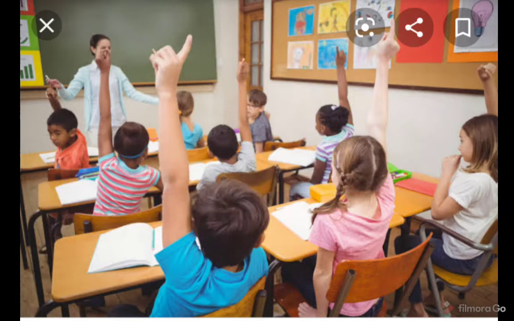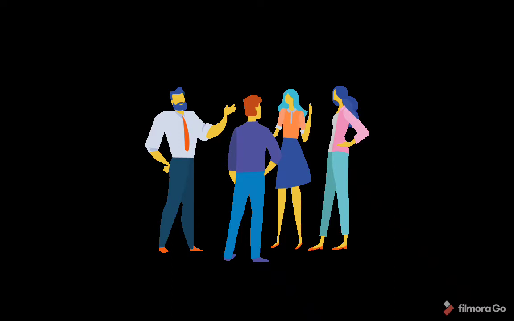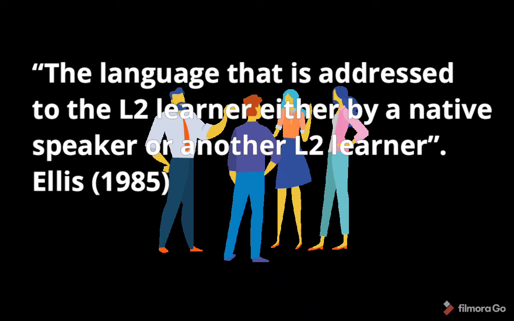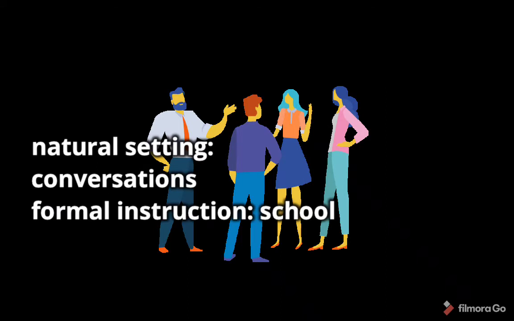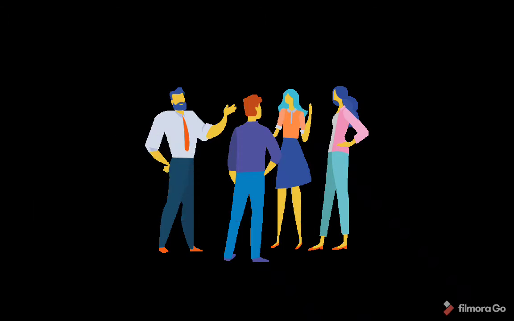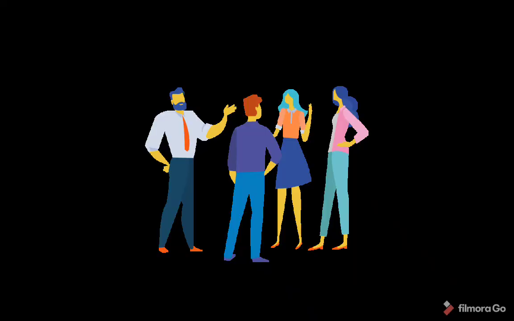Others could be the age, input and interaction, described as the language that is addressed to the second language learner, either by a native speaker or another second language learner. Input may vary according to exposure. It can be natural, such as a conversation setting, or a formal instruction, such as school or another institution. Moreover, the medium, which can be speech or writing, and can come from different sources: teachers, students, textbooks, audios, videos.